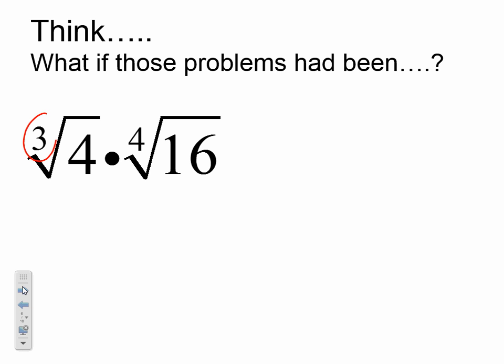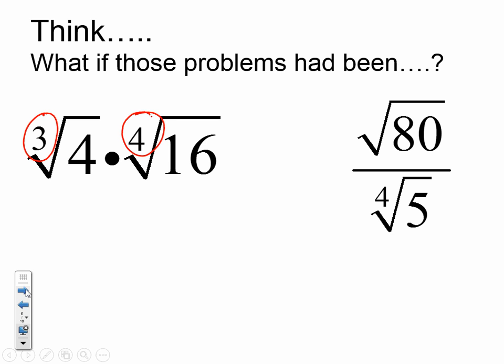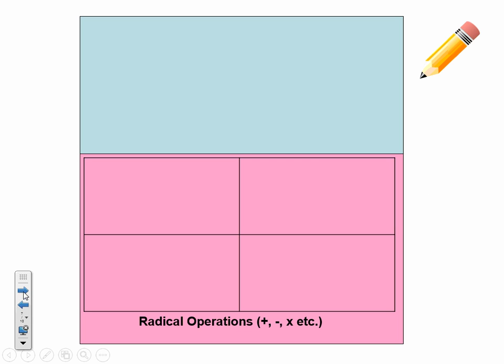No. This is a cube root. This is a fourth root. That means I cannot combine them underneath one radical sign. And the same thing would be true if that had been a square root of 80 over a fourth root of 5. The index values, okay? The index here has to match the index here in order for me to go ahead and simplify that underneath one radical symbol. So now to your foldable.